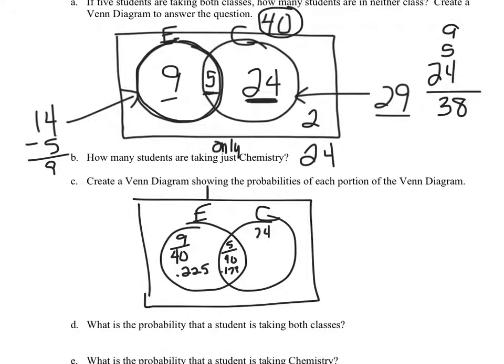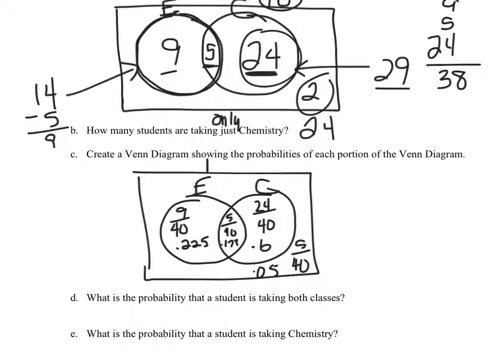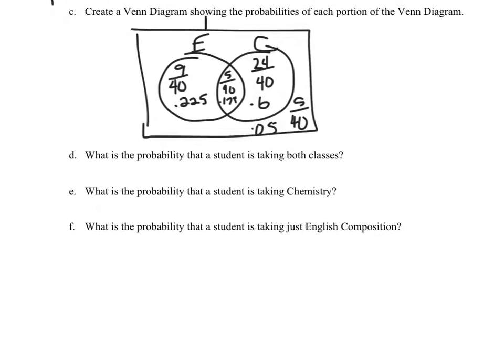24 out of 40. Hopefully you can see where I'm getting these numbers from. They're just from up here. Or 0.6, and this one is 2 out of 40, or 0.05. I generally say leave it as a fraction, but you can write it as a decimal too. If they just ask for probabilities, you just put it however you want.